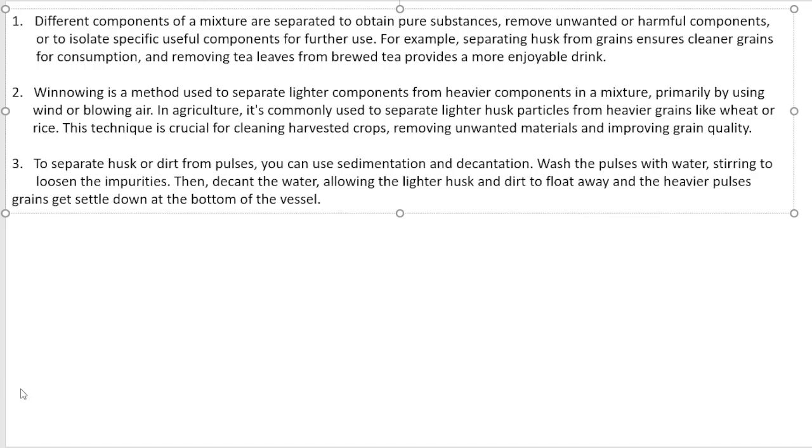Okay, so our next fourth question is, what is sieving? Where is it used?